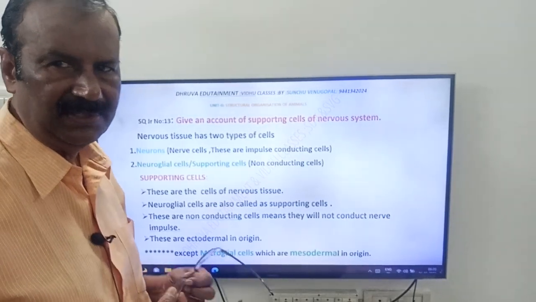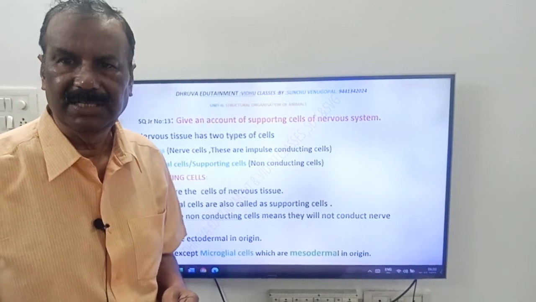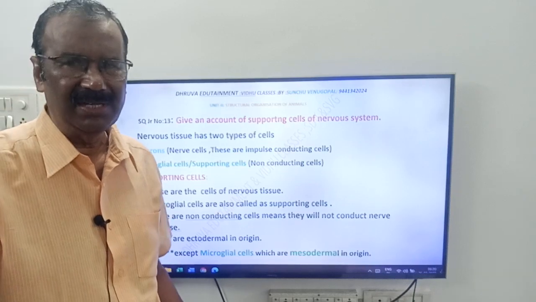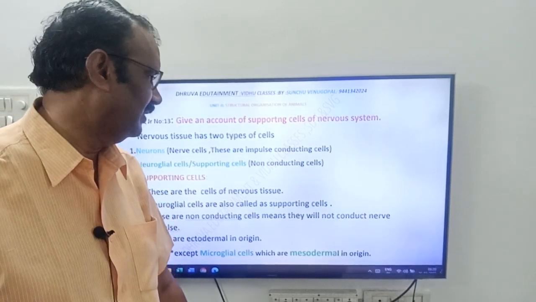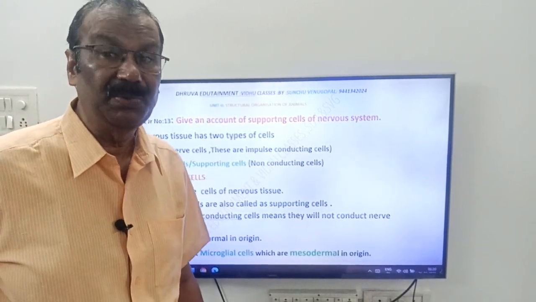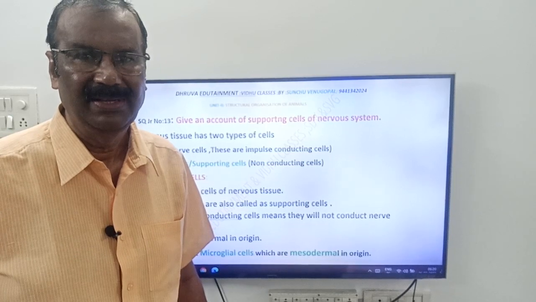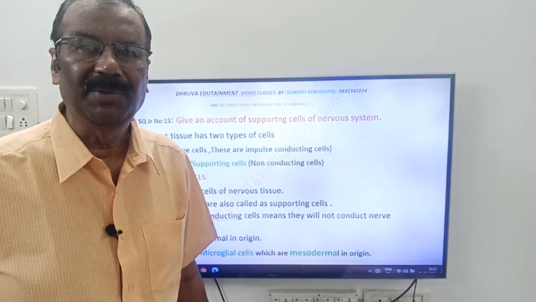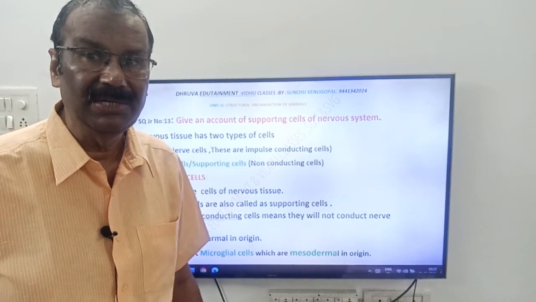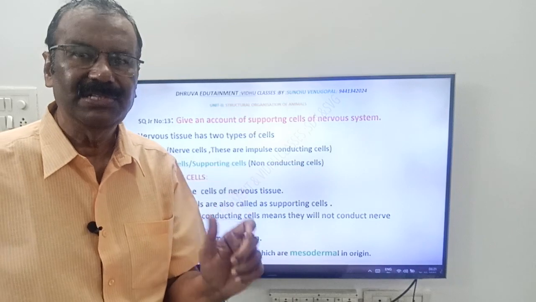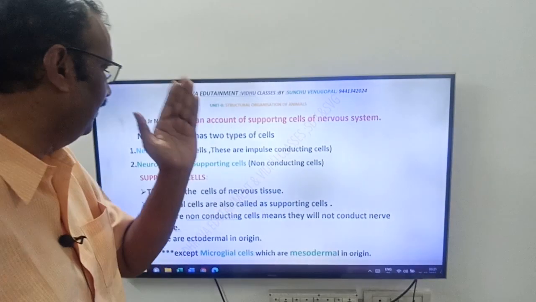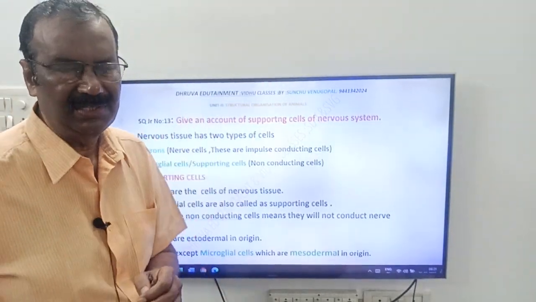Friends, you know about the nervous system. The nervous system is made up of neurons or nerve cells. These neurons are conducting cells. They conduct nerve impulse, friends. But these neurons are supported by so many cells. They form the microenvironment of the nervous system. Those cells are called supporting cells. So the nervous system has two types of cells: neurons or nerve cells and supporting cells.